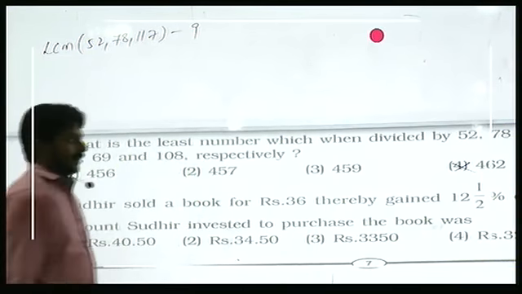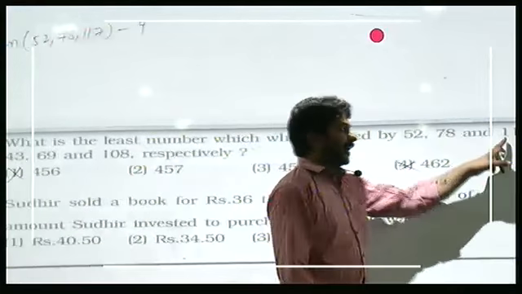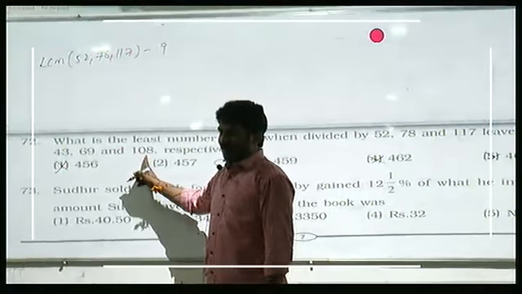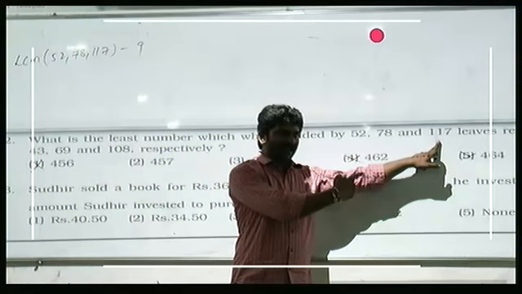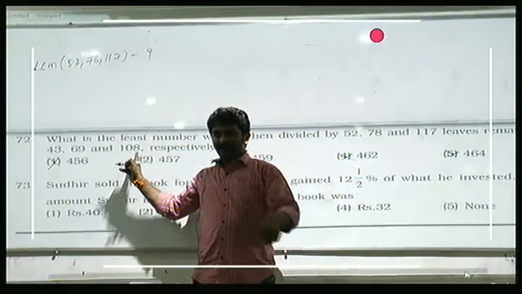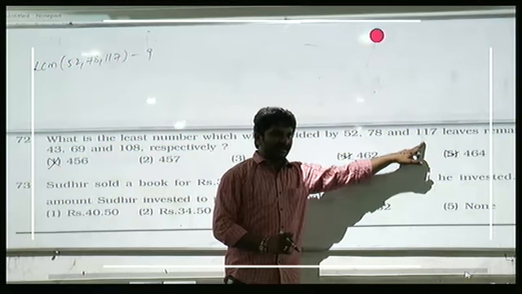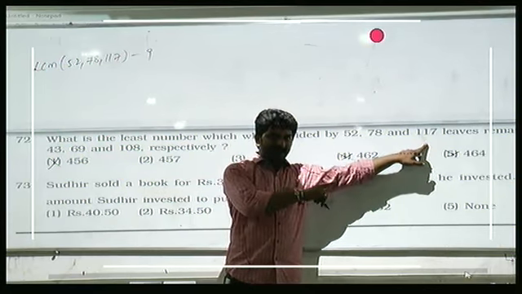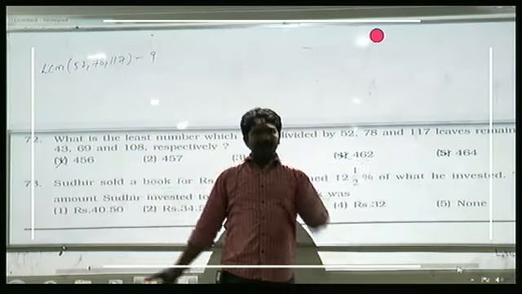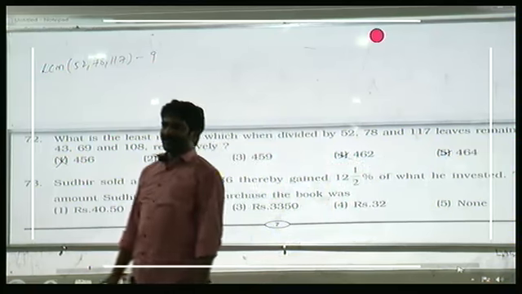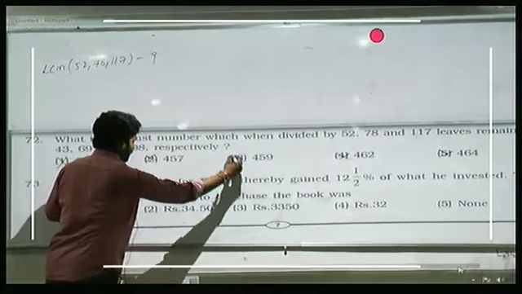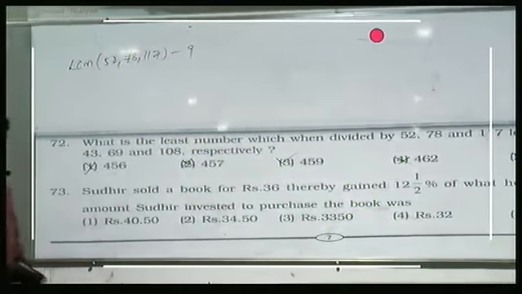Next, when you divide your answer by 117, it should leave a remainder of 108. 117 is a multiple of 9, and 108 is also a multiple of 9. After dividing the number by 117, which is a multiple of 9, you expect the remainder to be a multiple of 9. So your number should be a multiple of 9, right? Yes or no? Is this a multiple of 9? 459 is the right answer.